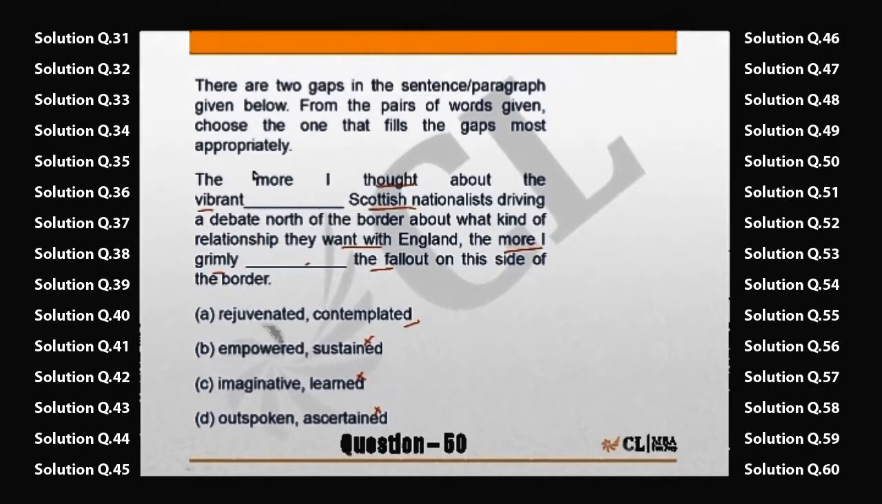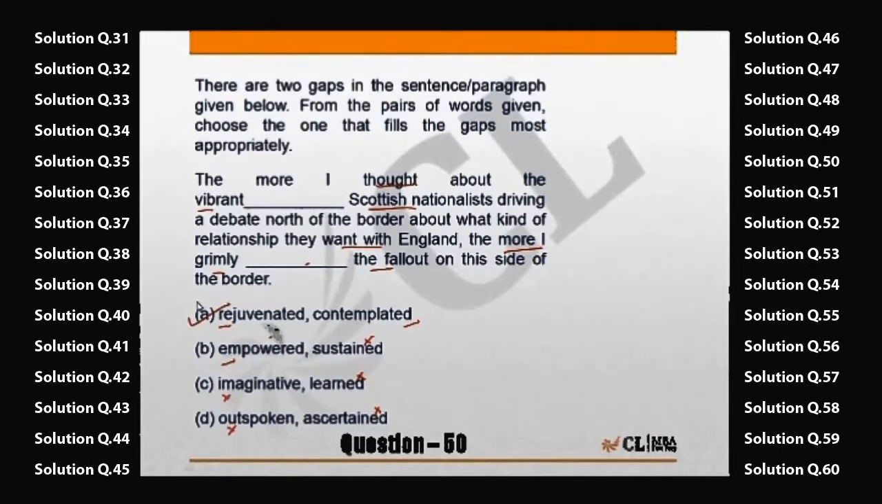Even if you would have started with the first blank, the more I thought about the vibrant, rejuvenated, yes possible. Empowered, yes possible. Scottish nationalists driving a debate north of the border. Imaginative and outspoken you could have probably eliminated, but you would have come to the second blank. So it does not really matter. At the end of the day, it is important to eliminate the words which don't fit in, and whatever is left behind becomes the correct answer. So out here the correct answer is choice A.